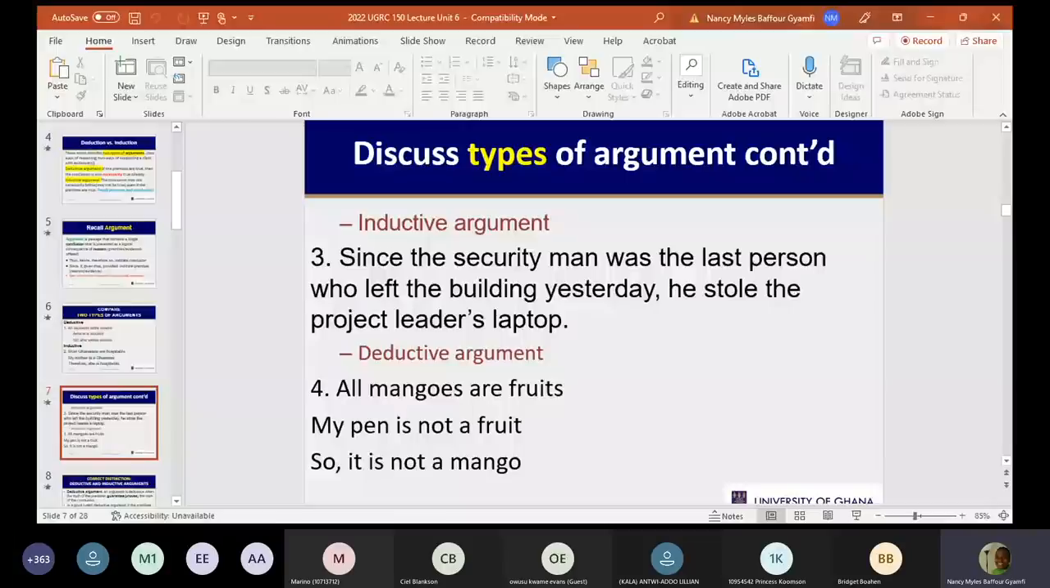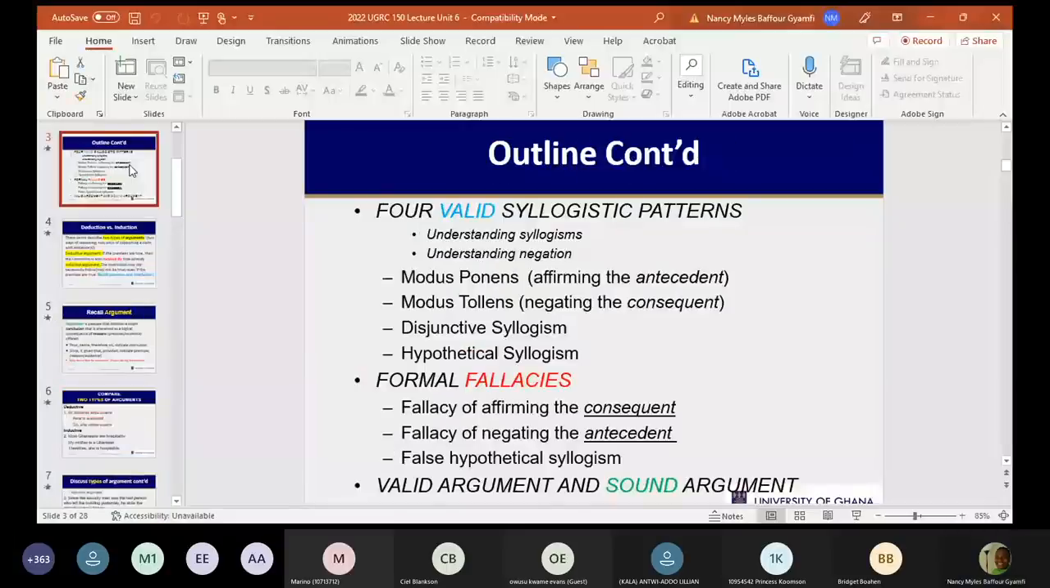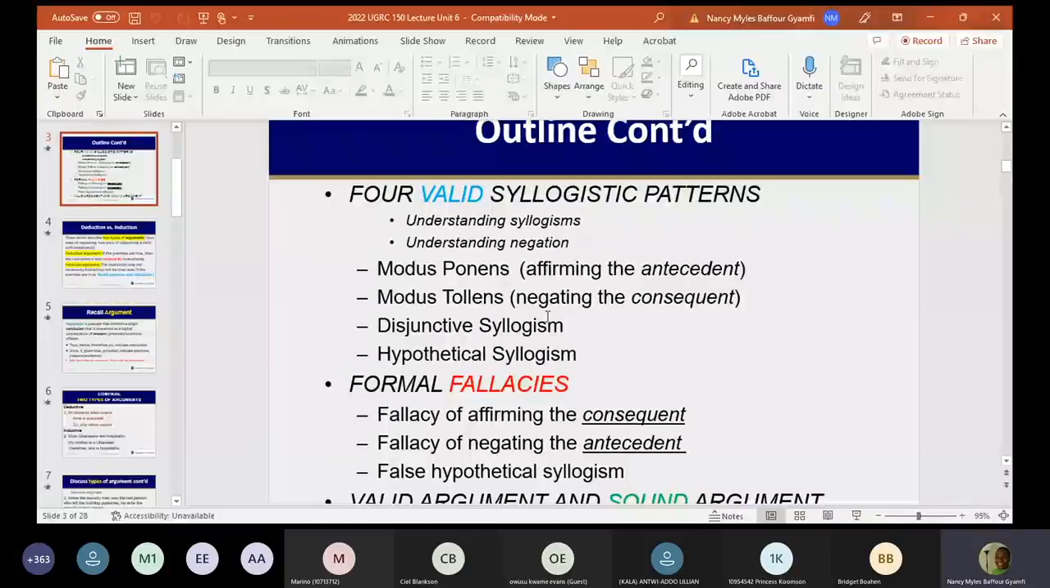Why do we call it valid? If the two premises were accepted to be true, the conclusion will also be true with it, necessarily. Okay, which type of validity is it? This is modus tollens. Remember the other name for it. Take your time, it's coming. Tollens. Look at the name. Negating the consequent. So all mangoes are fruits.